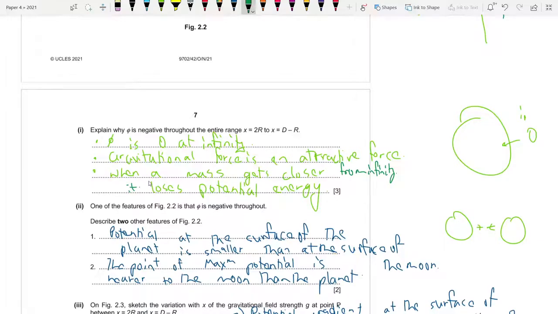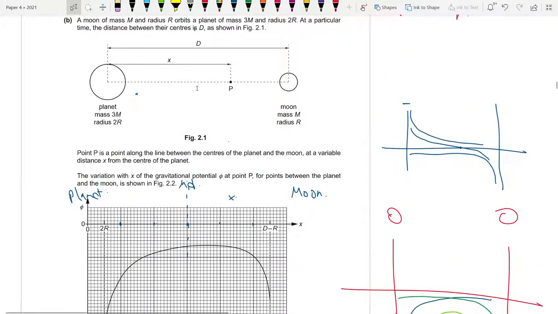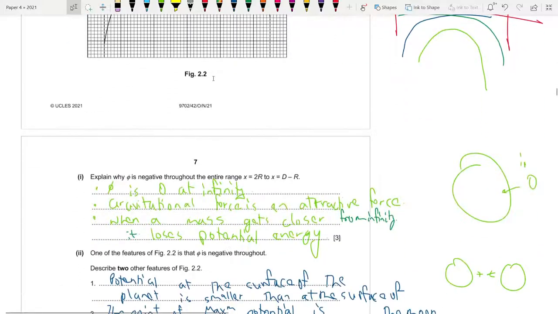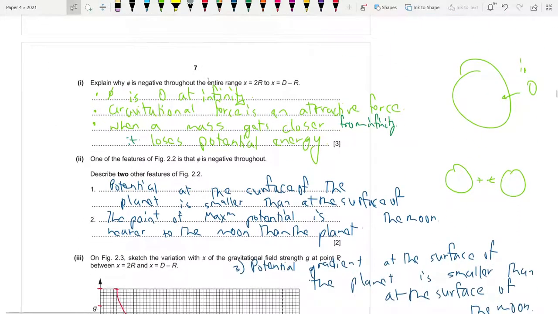Okay, so this is really important, guys, for 2022. This is the new mark scheme for this apparently. So potential is 0 at infinity. Gravitational forces are attractive. So when the test mass moves from infinity to a point inside the field, inside the distance between the planet and moon, it will actually lose potential energy.